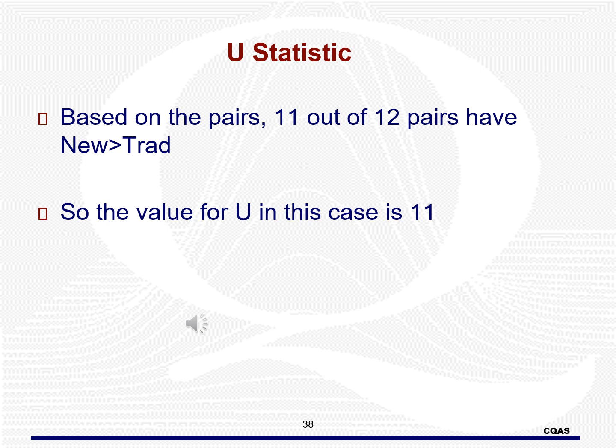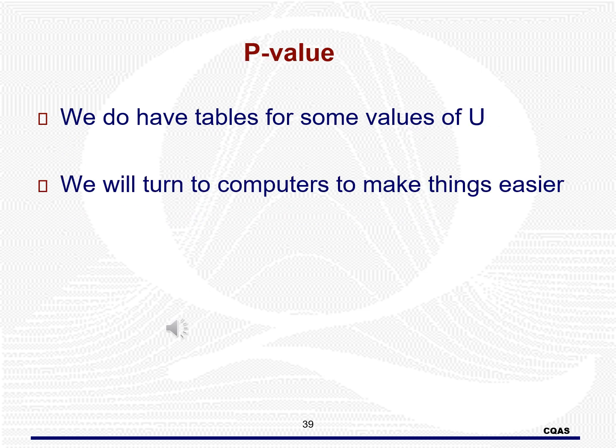The value that we will use for U in this case is 11. Now how do we get the p-value? We do have tables for the null distribution for U. This is also not a traditional distribution. Luckily for us, we have computers to do this.